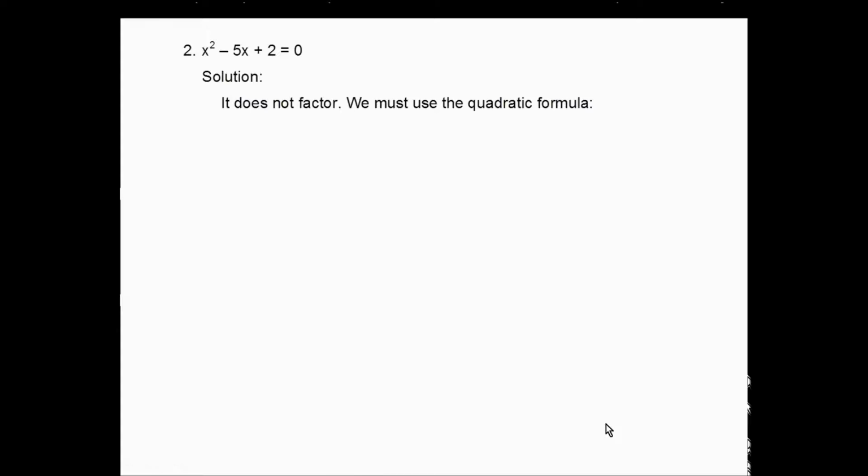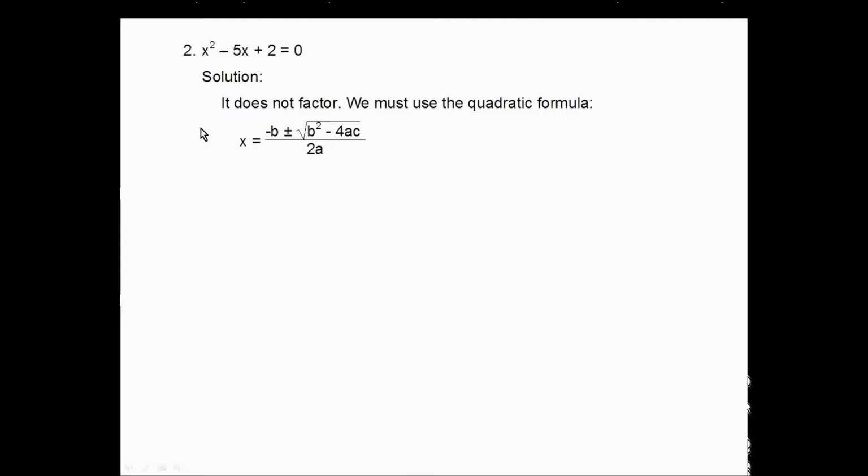Number 2, I've got x squared minus 5x plus 2 equals 0. Okay, it doesn't factor. There are no numbers that multiply to be 2 and add up to be negative 5, since 2 is just 1 times 2. So, quadratic formula, which remember that's x equals negative b plus or minus square root of b squared minus 4ac all over 2a. And again, don't put the minus b after the square root. It goes before. And don't factor your answers.